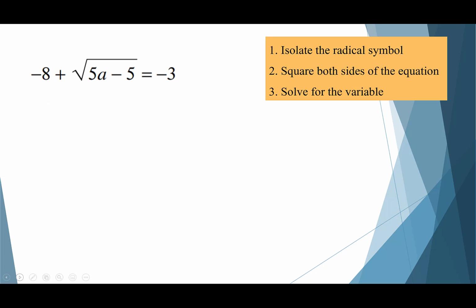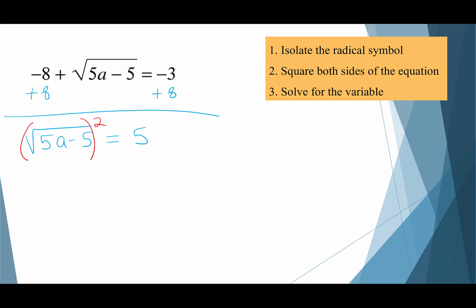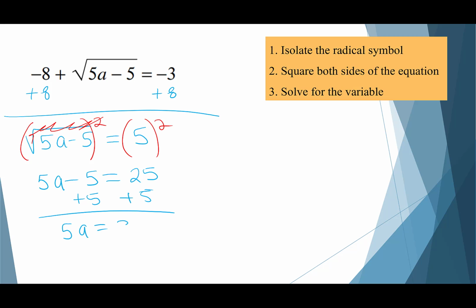All right, let's take a look at this problem. This is -8 plus the square root of 5a minus 5 equals -3. And notice this -8 is not part of the radical, and so that's what we are going to move over first. The opposite of -8 is a positive 8. So now we have the square root of 5a minus 5 equals positive 5. Now step number 2 says to square both sides. The squared exponent cancels the square root, and you have 5a minus 5 equals, over here it's 5 squared, which is 25. And now you need to solve for the variable a. Add 5 to both sides. 5a equals 30, divide by 5 on both sides, and a equals 6.